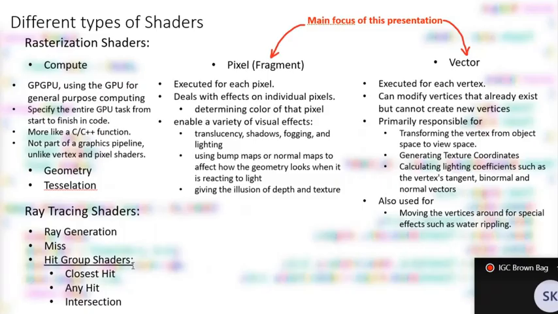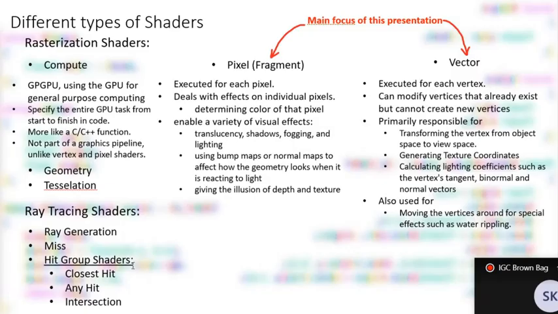And it can also move the vertices around for special effects such as water rippling. These are simple vertex transformations of 3D models. Now the pixel shaders, also known as the fragment shaders, deal with effects on individual pixels. They run at least once on every single pixel, working out what color each individual pixel should be. Pixel shaders enable a variety of visual effects, such as translucency, shadows, fogging, and lighting.